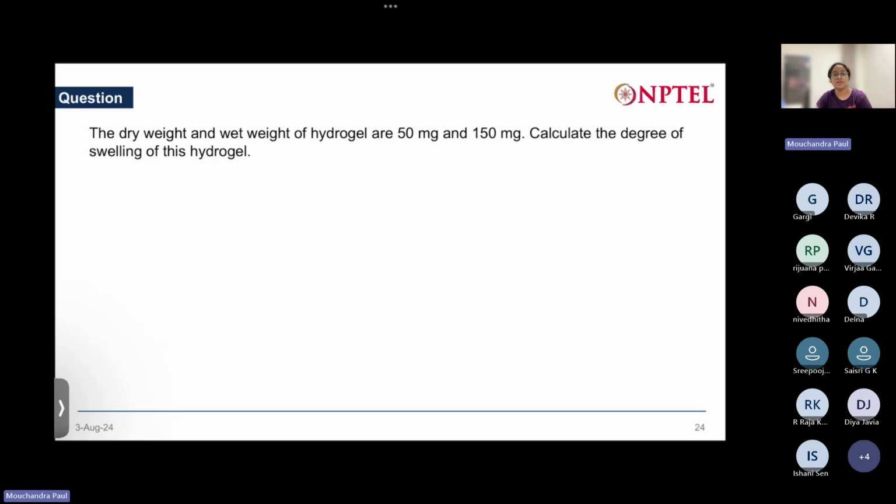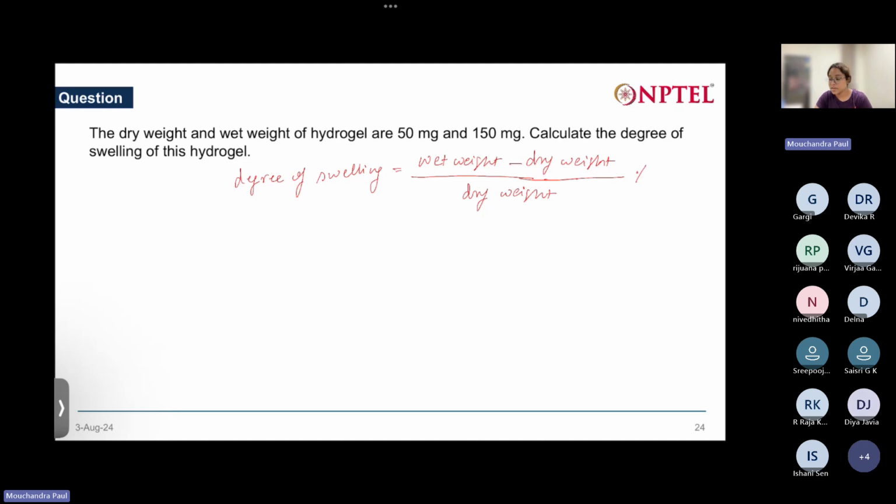For those who are not understanding how to approach: how will you calculate the degree of swelling? The simple formula is wet weight minus dry weight, with respect to the dry weight, and it's a percentage quantity.